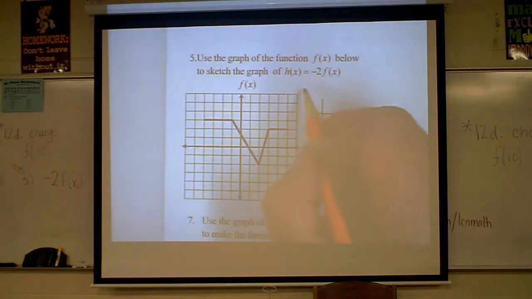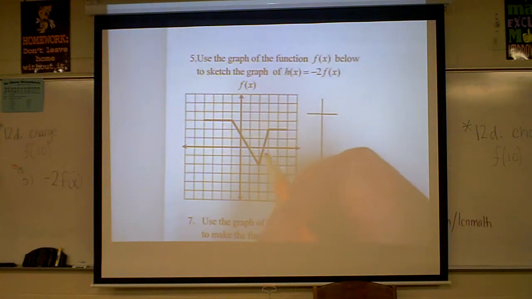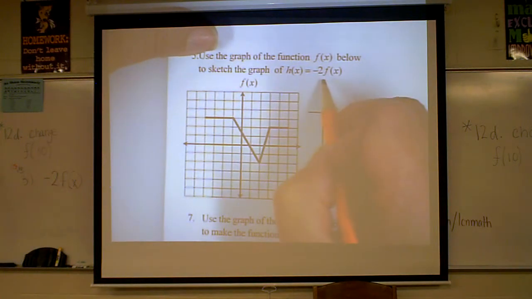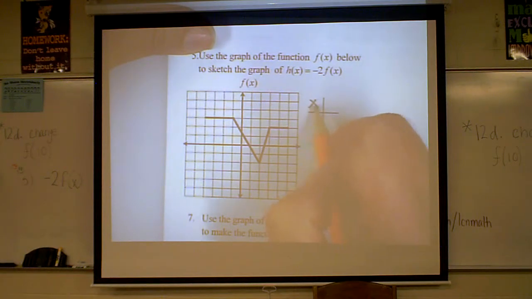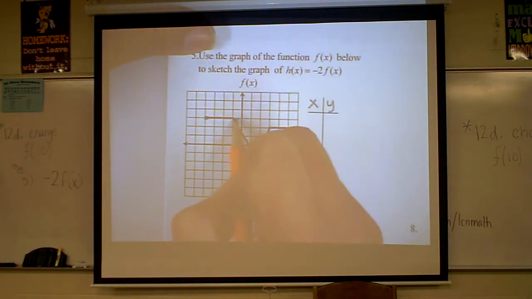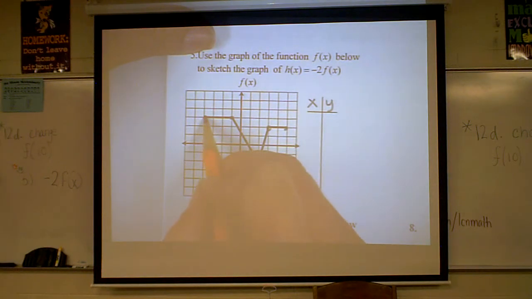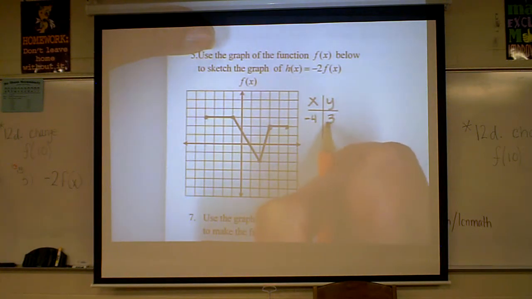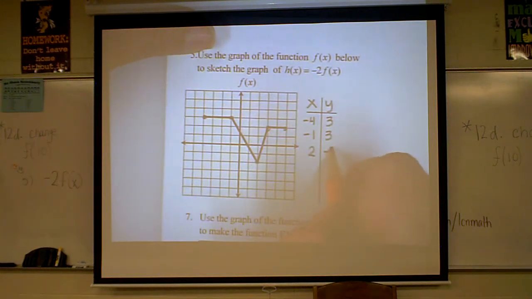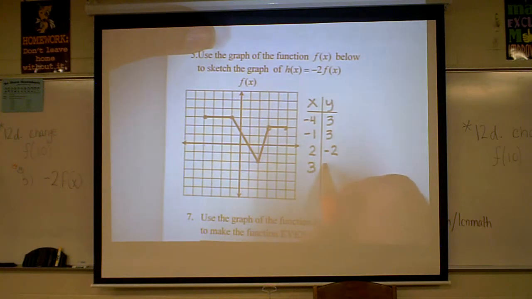How do you graph this? This is your function f of x. We want to graph h of x where it's a negative 2 in front. What do you do with this? Well, first you're going to plot points on this graph. So we need to label this point. This is negative 1, 2, 3, 4. This is negative 1, 3. Then we're at 2, negative 2, 3, 2, and 5, 2.